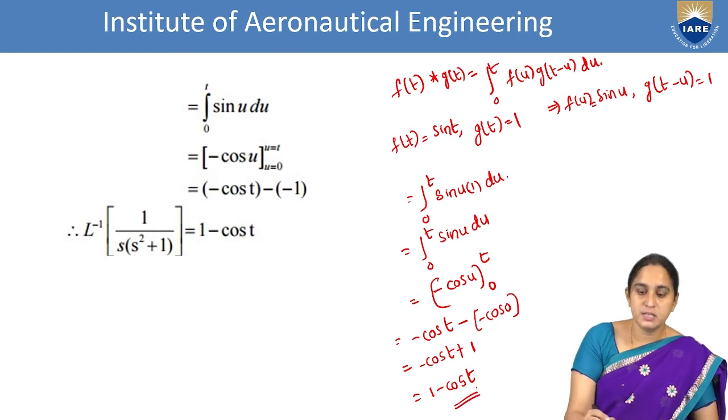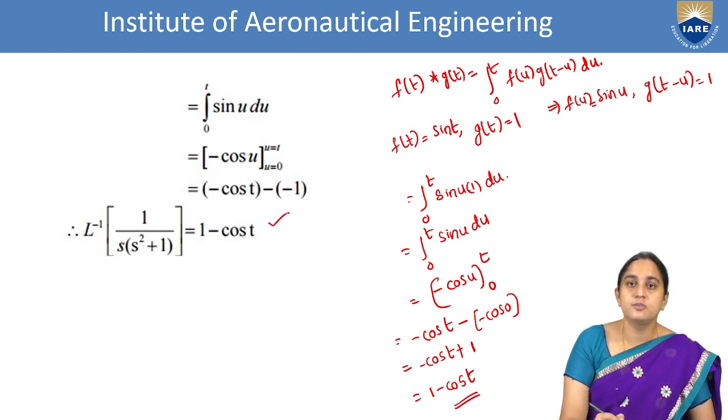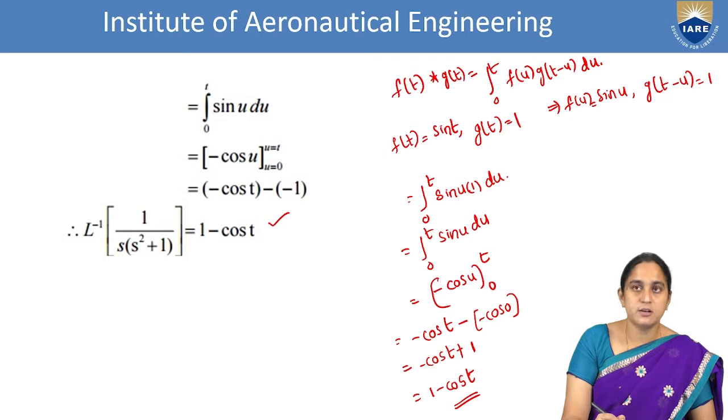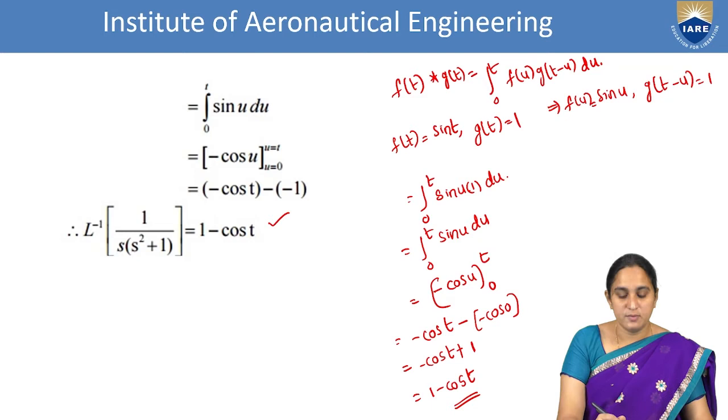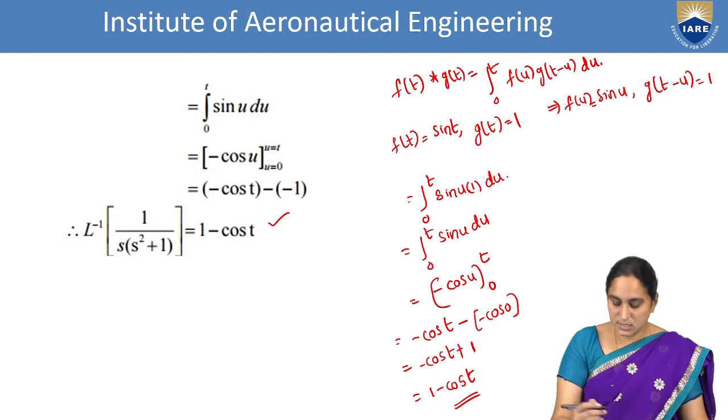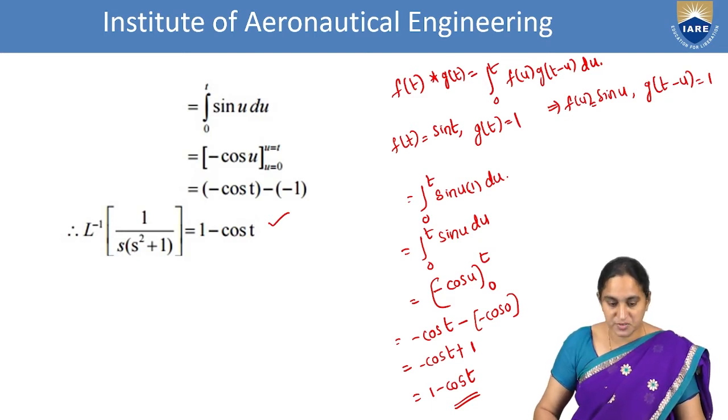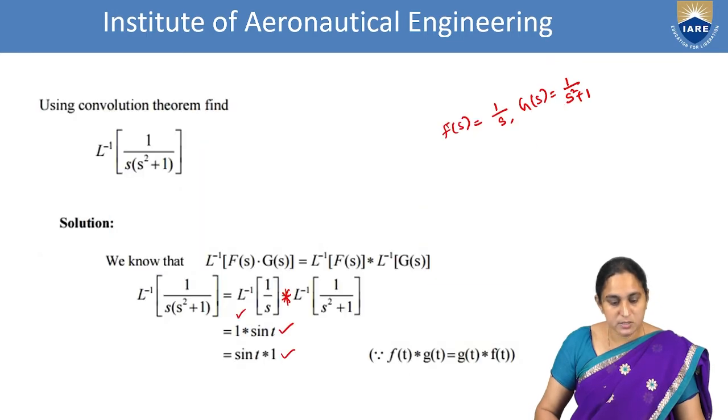Therefore, Laplace inverse of 1 by s into s square plus 1 is equal to 1 minus cos t. This is the second question from the convolution theorem. Very simple one.